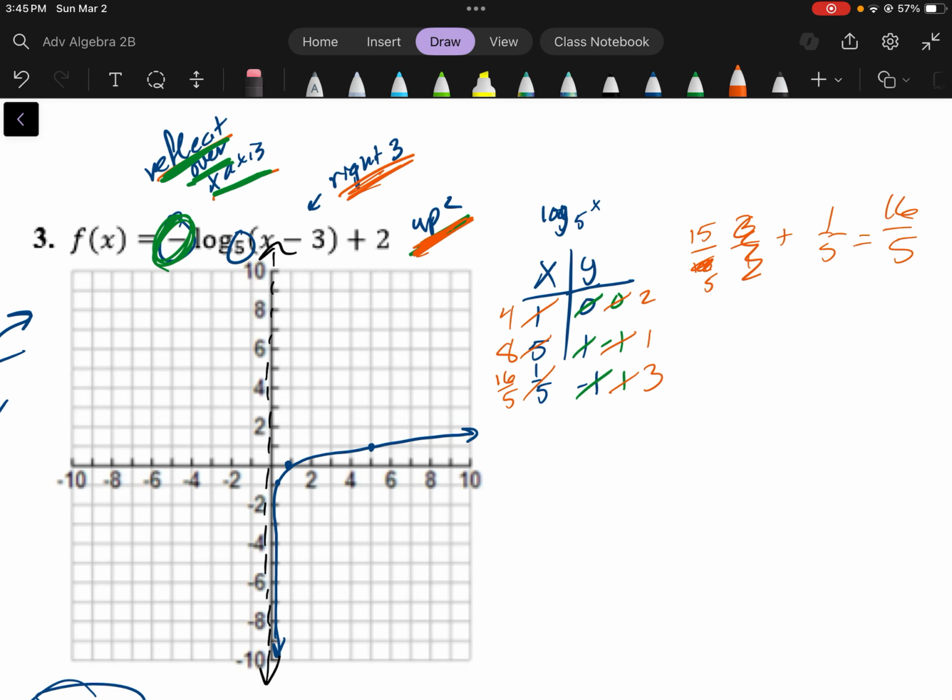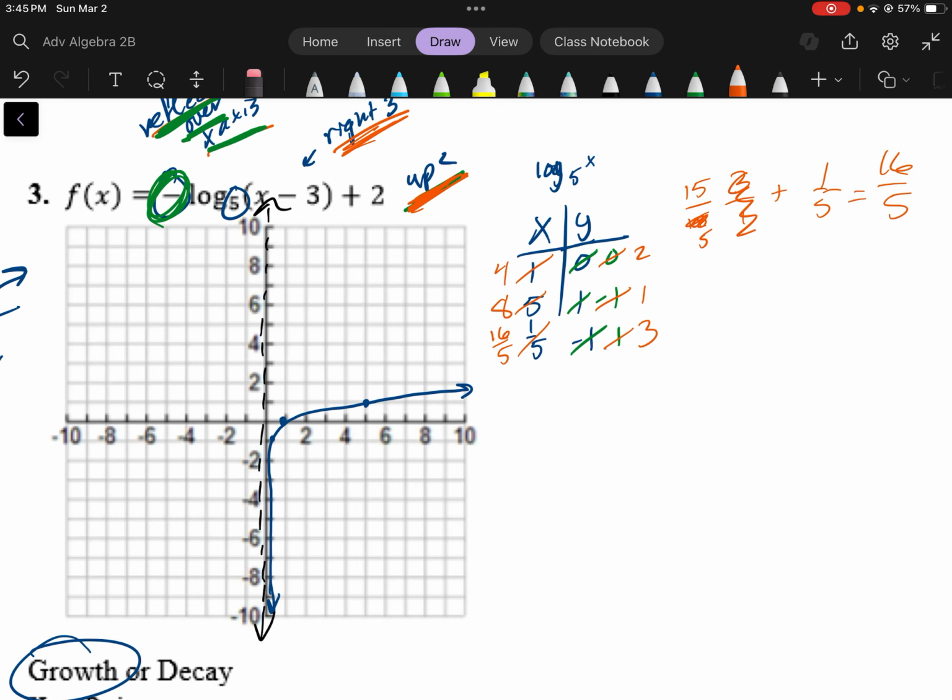Okay, so now we just need to go graph, and we should be in a good spot. So we're going to be at 4, 2. Then we have 8, 1. And then 16/5 is just past 3. So we're at a little past 3, 3, which should be like right there.